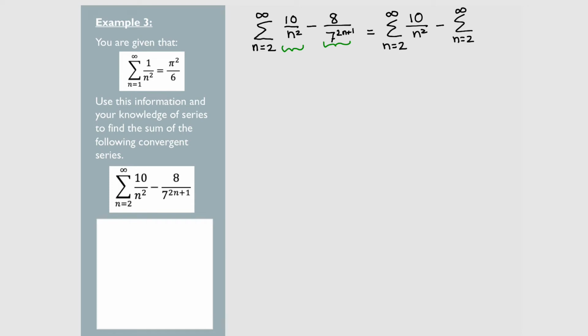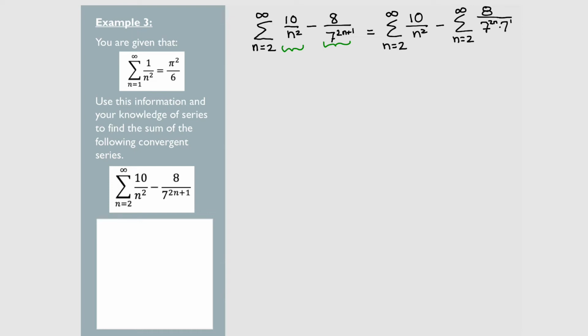So I'm breaking this whole summation into the summation n equals 2 to infinity of 10 over n squared minus the infinite series n equals 2 to infinity of 8 over, and I'm going to rewrite this as I do it, 7 squared to the nth power, or 7 to the 2n, and then 7 to the first.